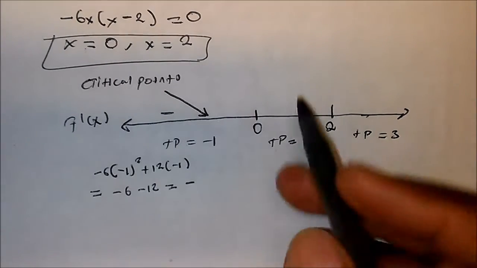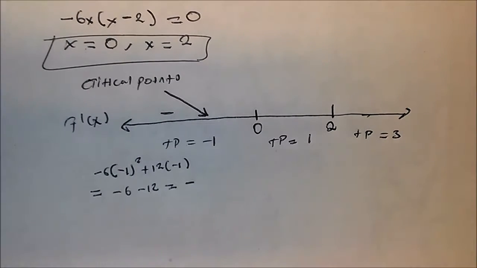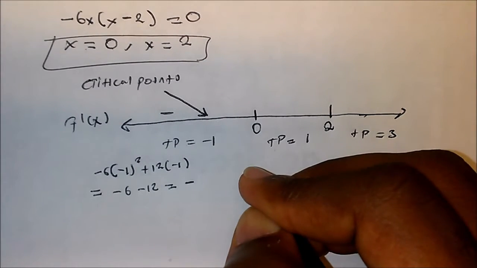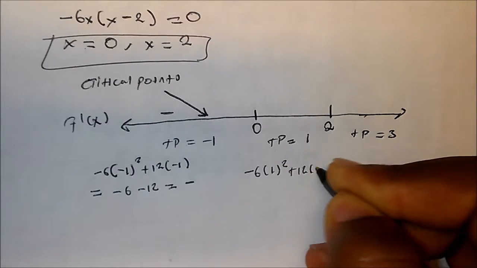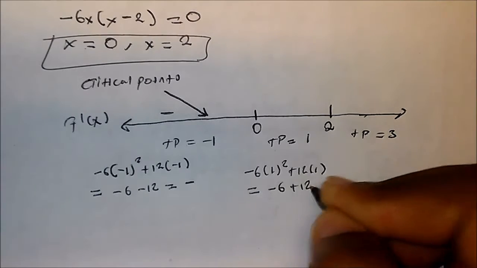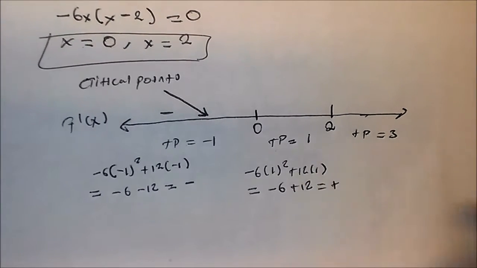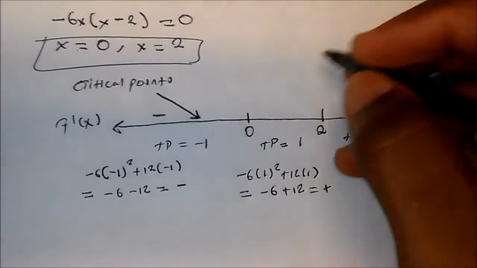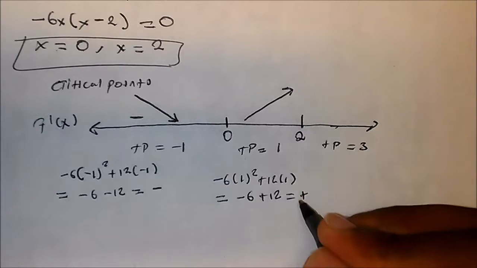All right. So let's look at the test point between here. Well, again, -6 times 1 squared plus 12 times 1. Well, this is just equal to -6 plus 12. A bigger positive number and a smaller negative number will always equal positive, which means that my graph is increasing on this interval here.